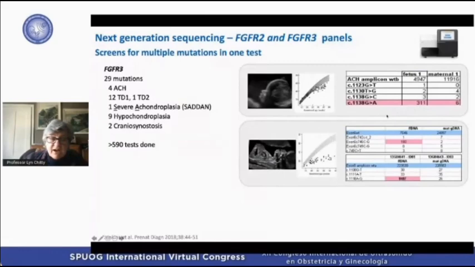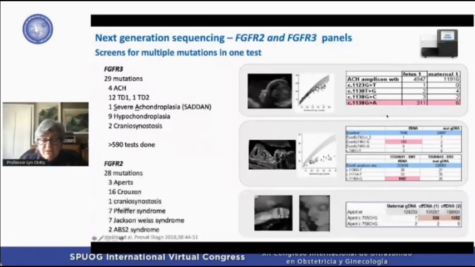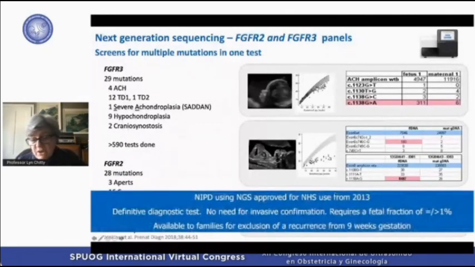And we've done that for other conditions. So we do this for Apert syndrome as well, using a panel of genes to look at it. And we sequence the panel of genes. This is a case of Apert syndrome you can see here. And this test was approved for use in our National Health Service in 2013. So 6 or 7 years we've been using this. It's a definitive diagnostic test. We don't offer invasive testing for confirmation, and it requires a relatively low fetal fraction.